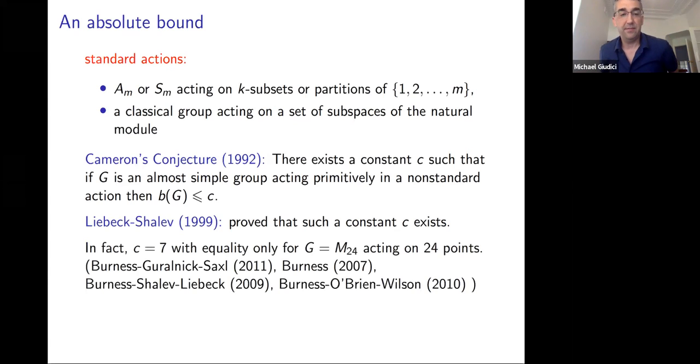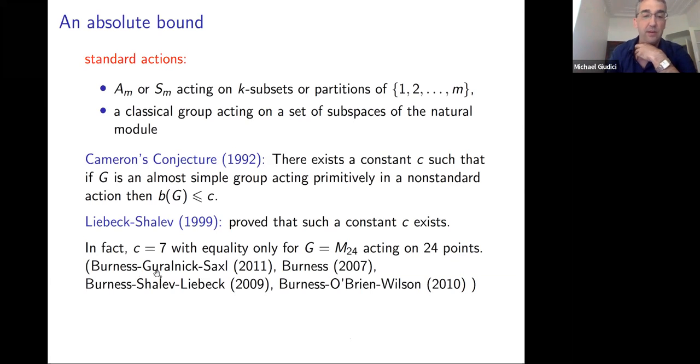So then, after a lot of work, all involving Tim with various co-authors, they were able to prove that C equals 7 is actually the largest possible, and equality holds if and only if G is M24 acting on 24 points. Okay, so Peter's intuition was correct. The largest example he knew was indeed the largest example. Okay, so this is proved over a sequence of 4 papers.